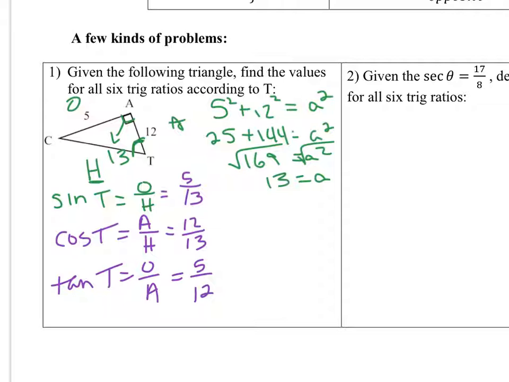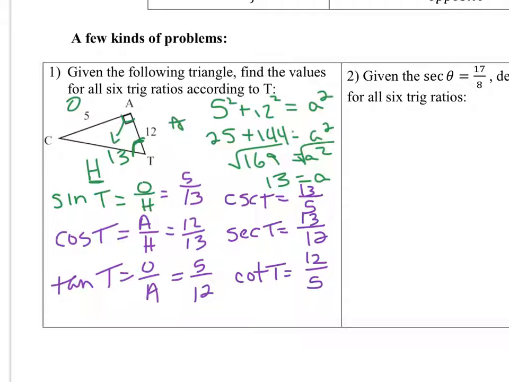Now if I want to find cosecant, CSC, of t, that is just the flip of sine. So sine is 5 over 13, so this is going to be 13 over 5. If I want to find the secant, that's the flip of cosine, and if I want to find the cotangent, that's the flip of tangent. So that's it. That's generally how I do it, is I find the big three, and then I flip them to find the other three.